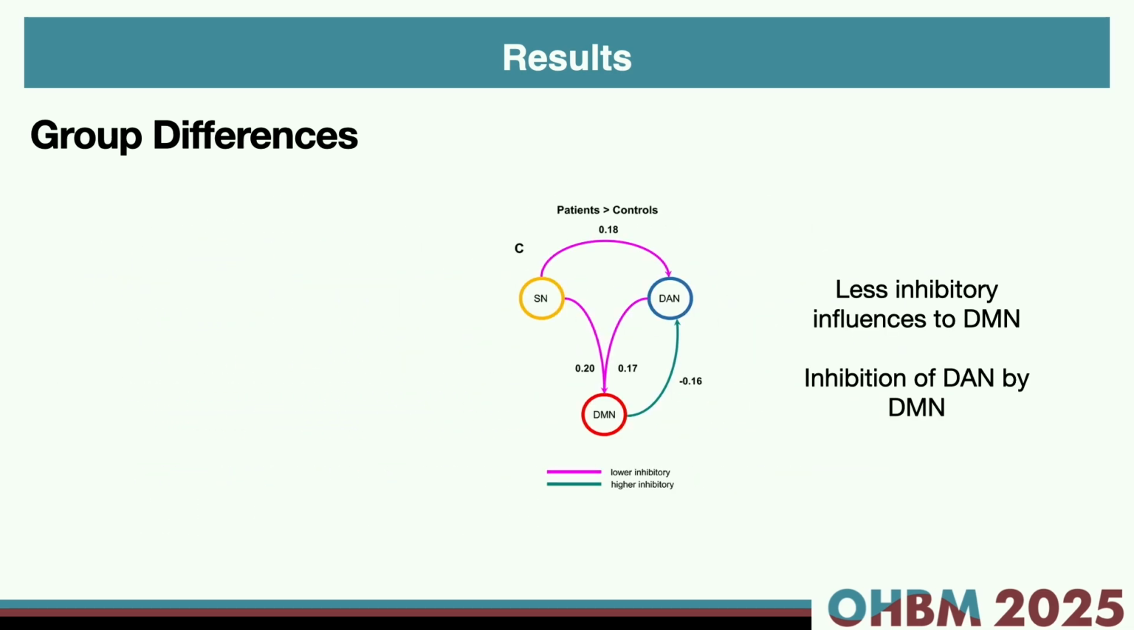When we directly compare the patients with the controls, we found that patients had reduced inhibitory influences from task-positive networks to DMN. But also interestingly, we found that DMN was sending inhibitory influences to the dorsal attention network only in patients.